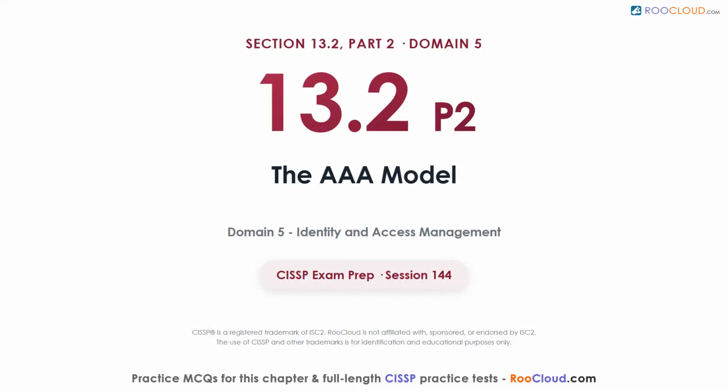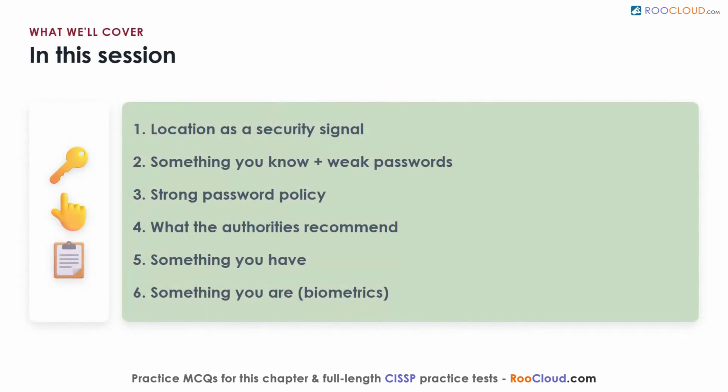Welcome to Section 13.2, Part 2. This is the 144th session of the CISSP Exam Prep series. This part digs deeper into the specific factors and secrets you use to prove identity. In this session, we'll get concrete about the tools of authentication.